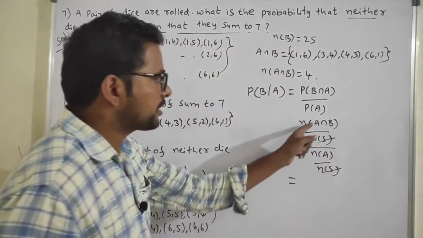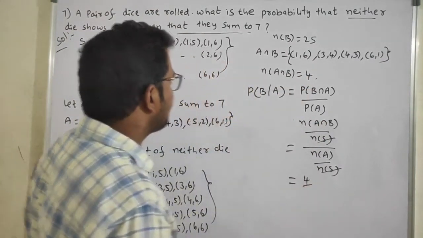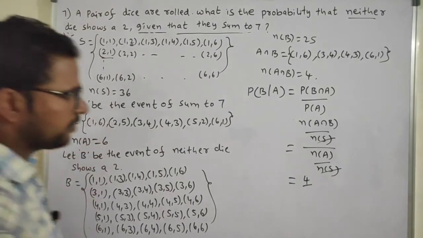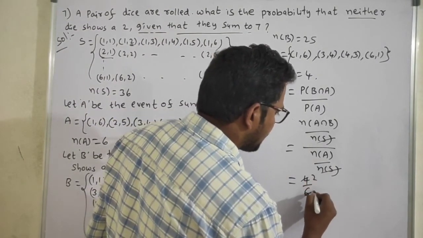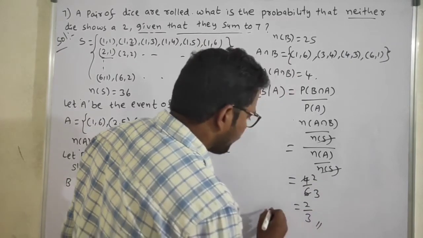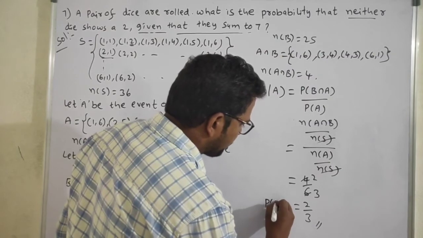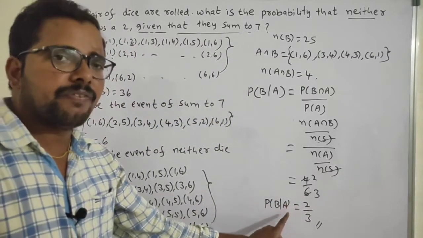What is the N of A intersection B value? 4, by N of A value, N of A is 6. 4 by 6. So 2 2s are 4, 2 3s are 6, is equal to 2 by 3. This is P of B divides A, the happening of B after happening of A.